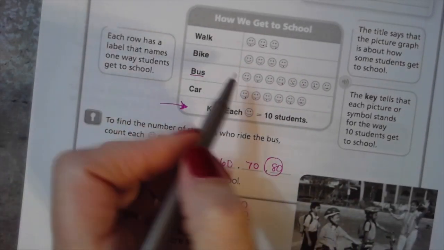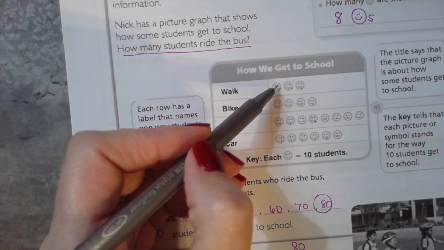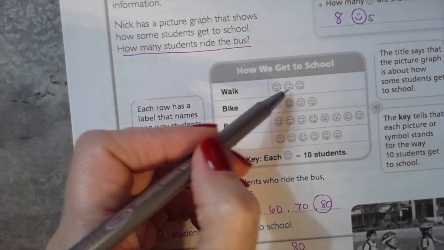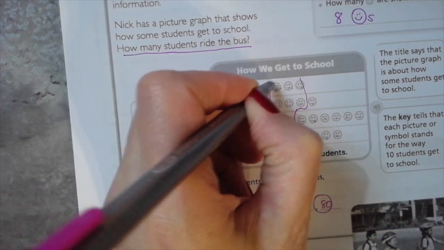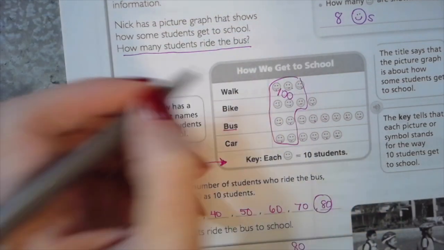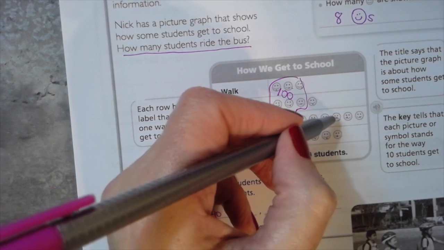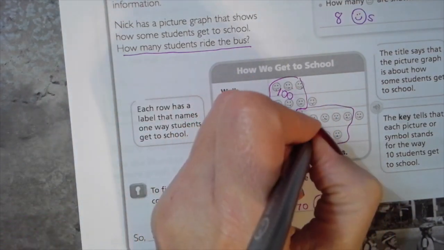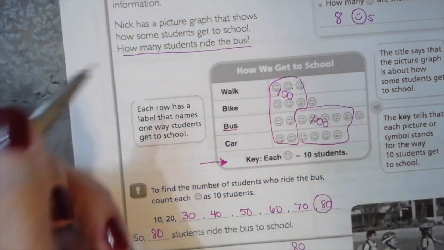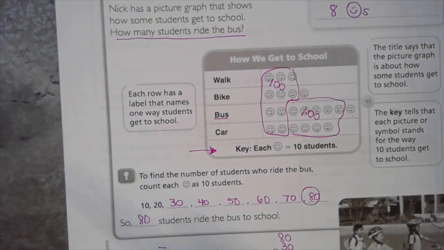And I could circle, okay, 2, 4, 6, 8, 10. So this would be 10, right? So that would make 100. 2, 4, 6, 8, 10. So that would make another 100. And then we would have 10 outside, so 210.